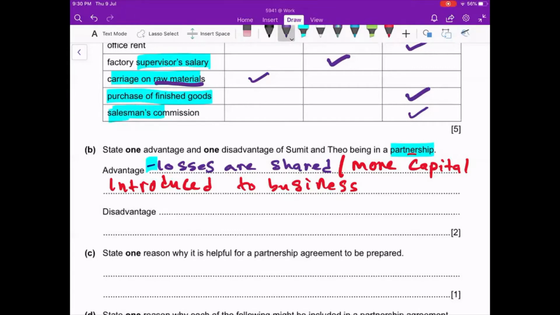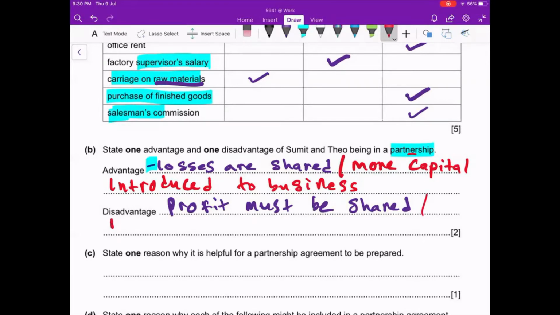Okay, same thing we do for disadvantages. In advantages, losses are shared. In disadvantages, profit must be shared. If you get a profit, the profit will be shared among the partners. So each partner will get a very small portion of the profit. So it's one disadvantage.